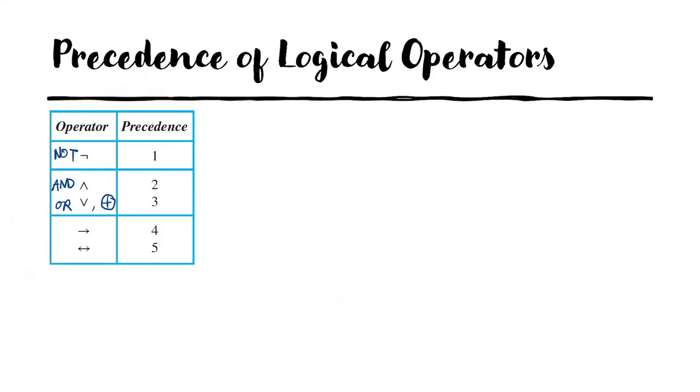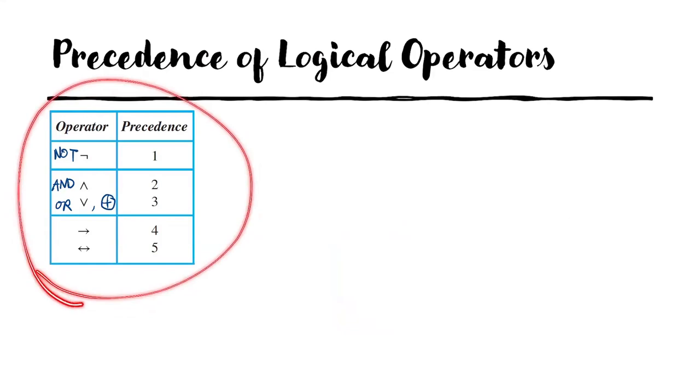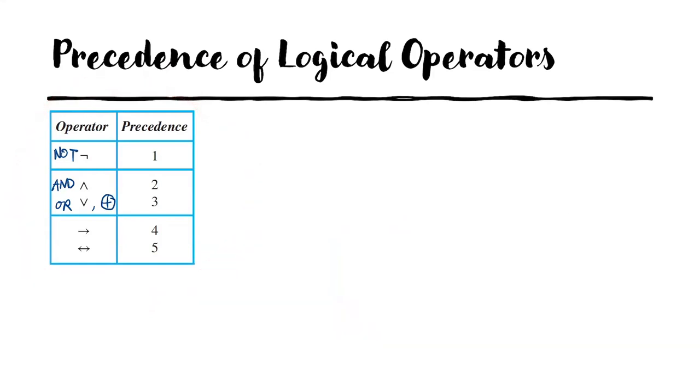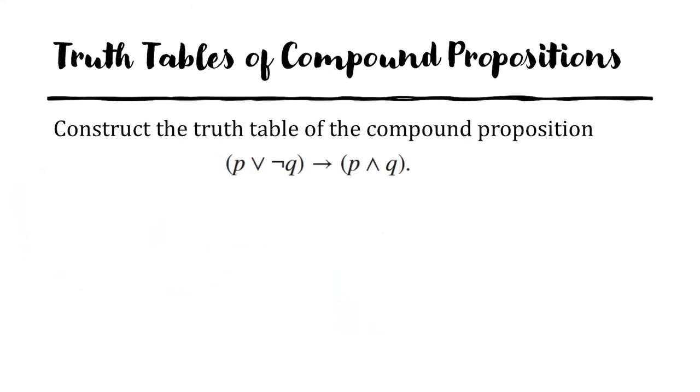Now, there is one operation that will override all the operators here. That will be the parentheses. If you see any parentheses, then you deal with the parentheses first, like how we do with arithmetic, how we do with calculation. When you see parentheses, you forget about the precedence here. You deal with parentheses first.